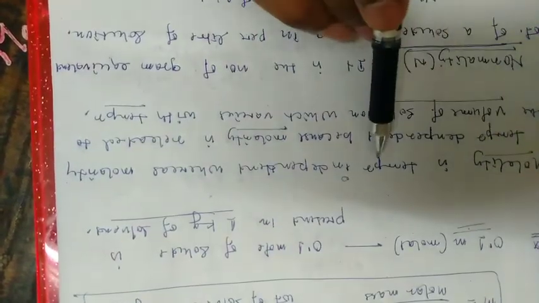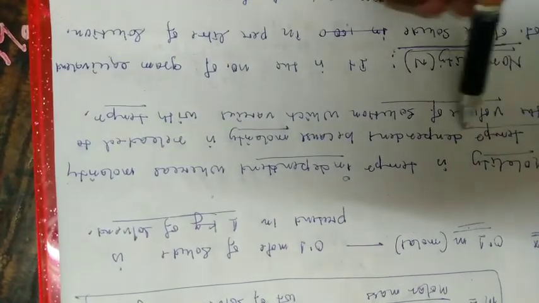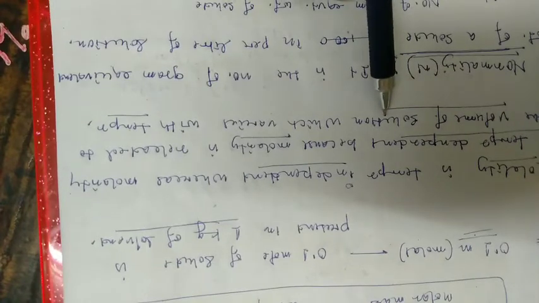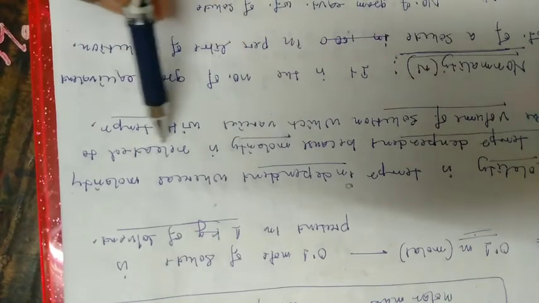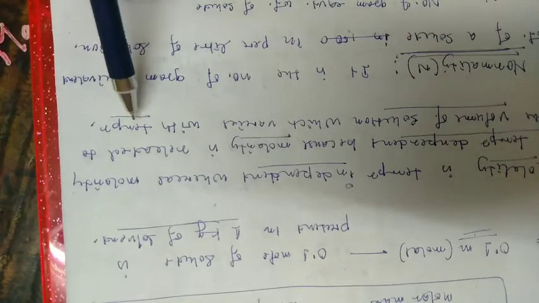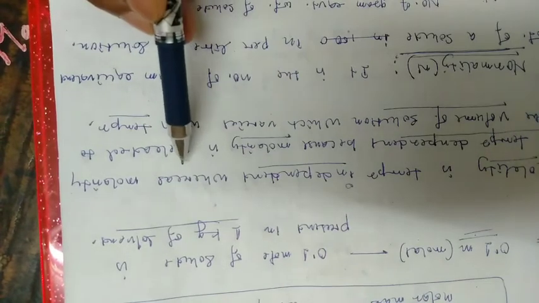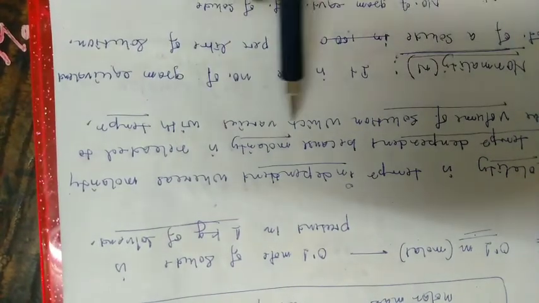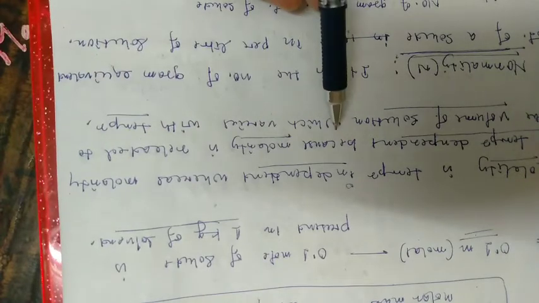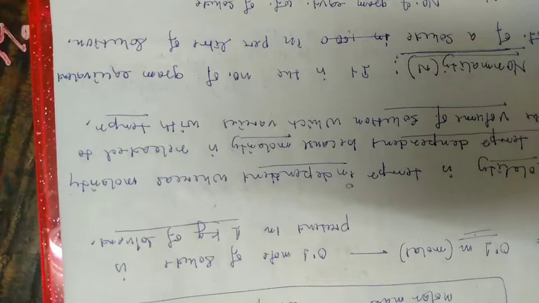So molality is temperature independent, whereas molarity is temperature dependent, because molarity is related to the volume of solution which varies with temperature. So molality is temperature independent, whereas molarity is temperature dependent. Why is molarity temperature dependent? Because molarity is related to volume of solution and volume varies with temperature.